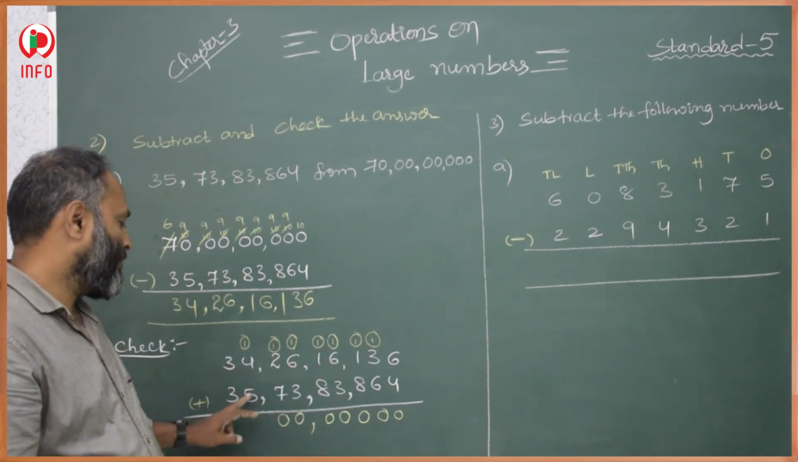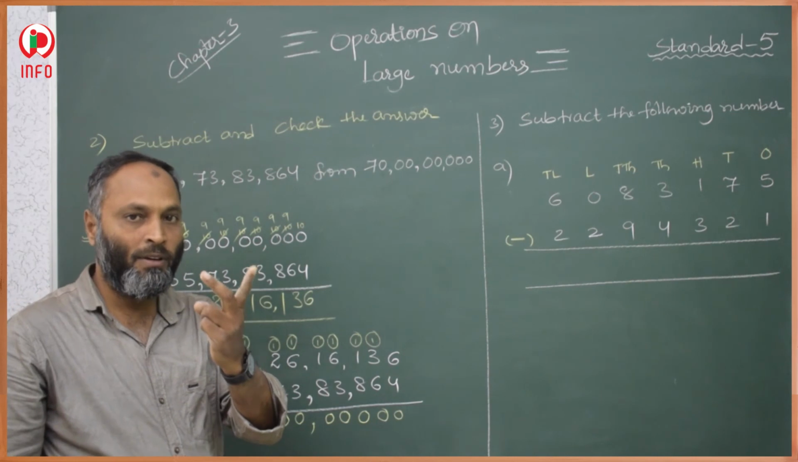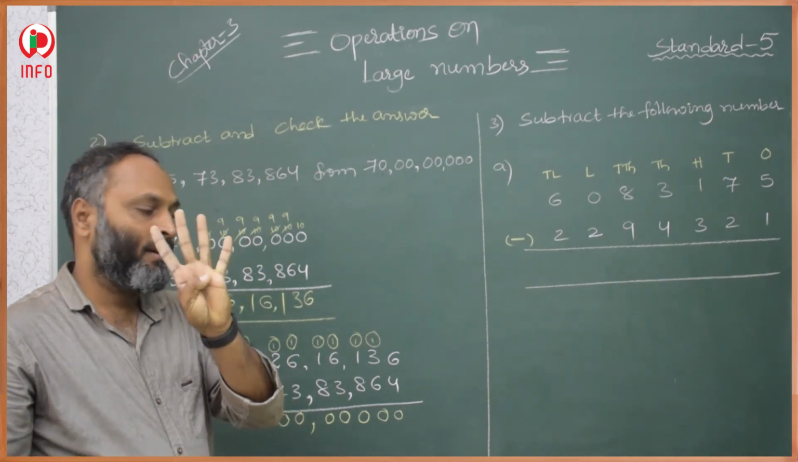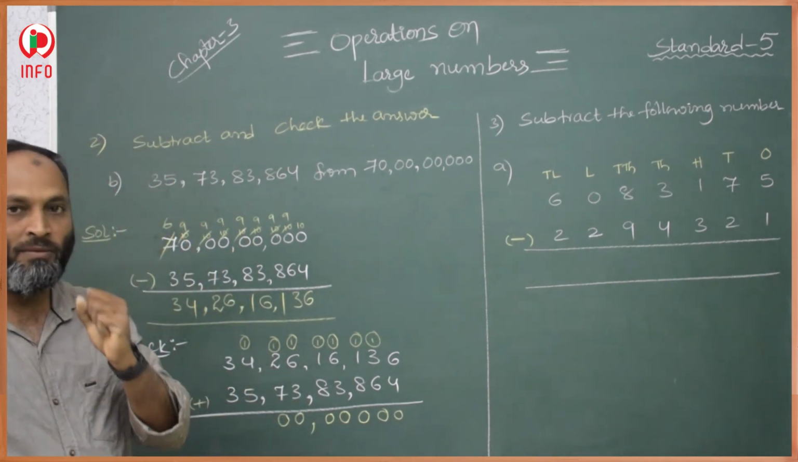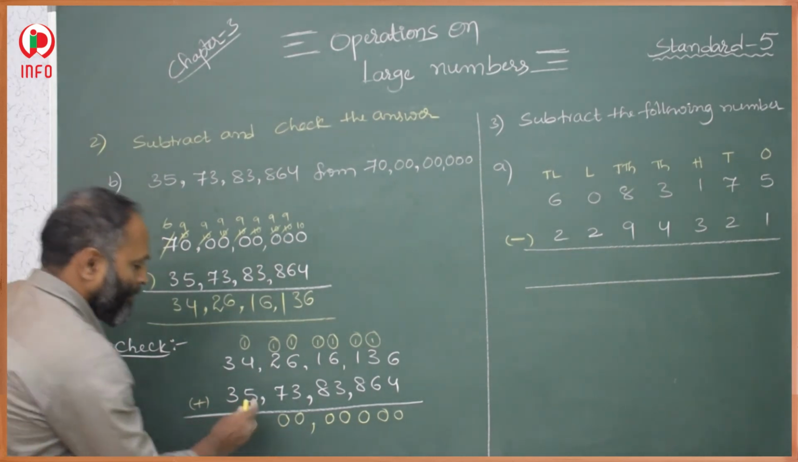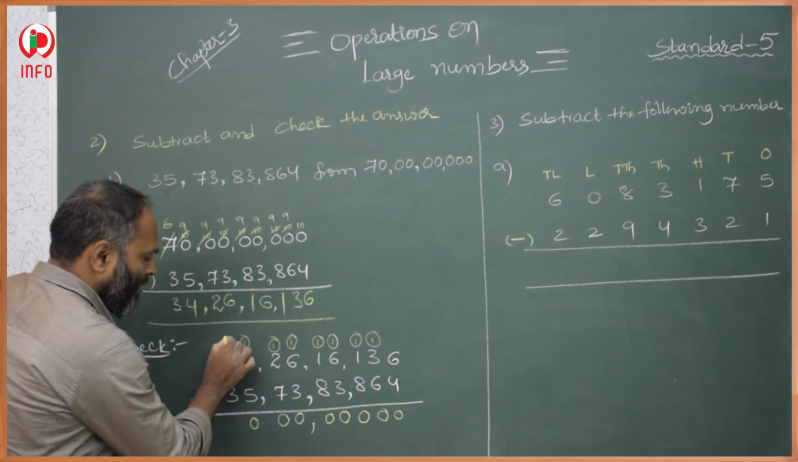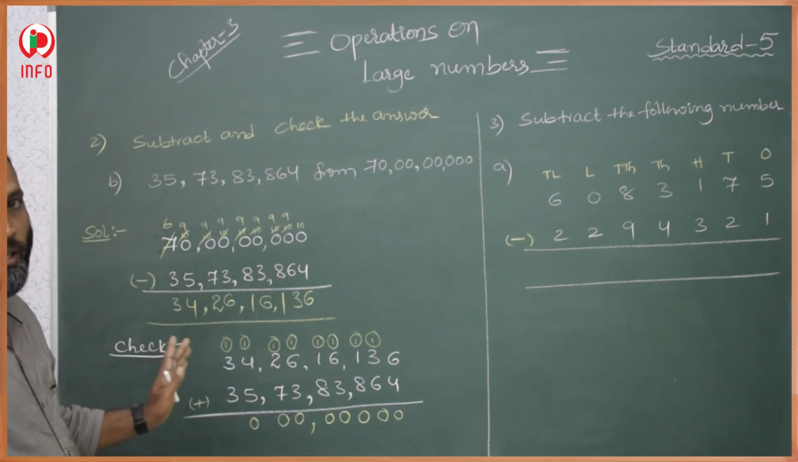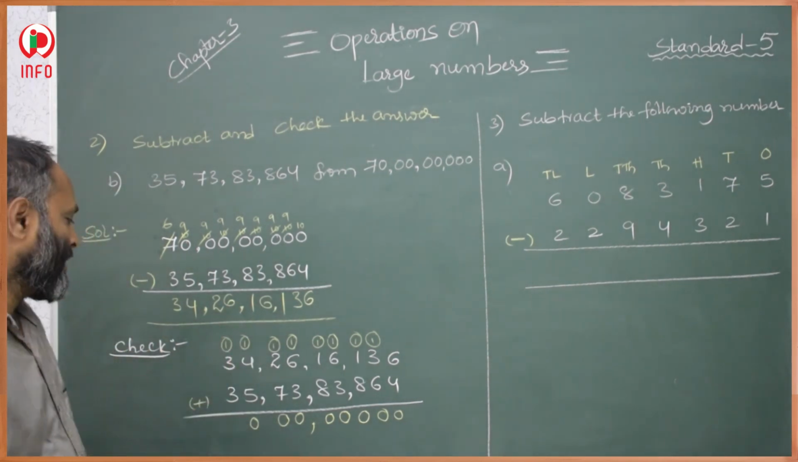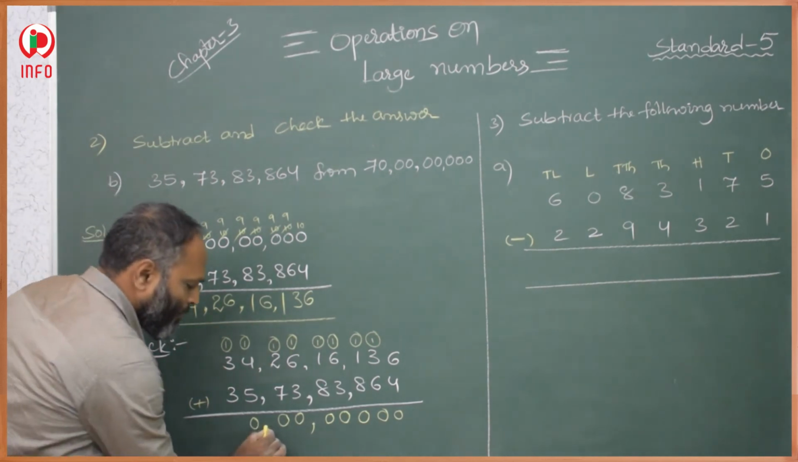Then 5 plus 4: 5, 6, 7, 8, 9. 9 plus 1, 10. 10 means again the 0 is exactly below the crores place, and the 1 is at the very next place, that is the 10 crores place. Here we keep the 1 as carry.